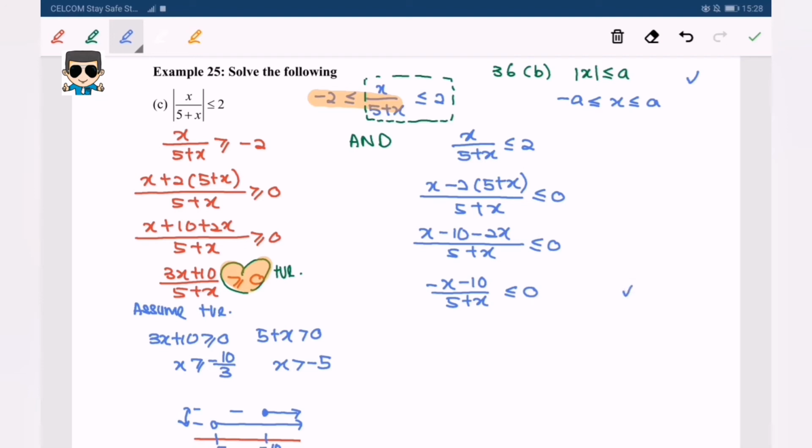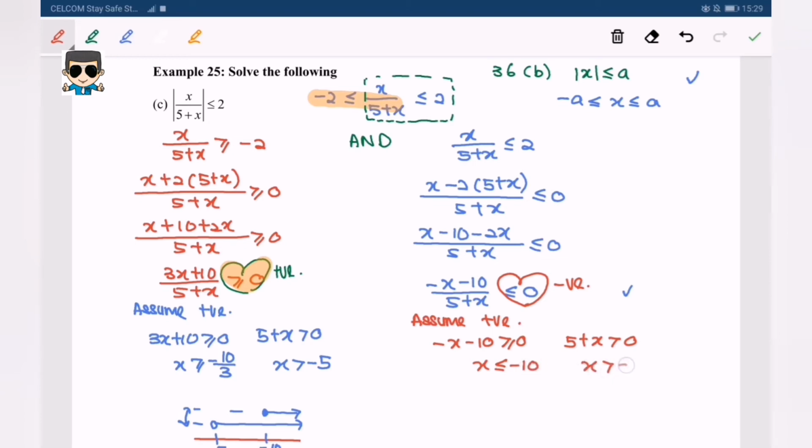Since this is the simplest form, now is the moment to identify the sign. In this case, we are having negative. Next, I'm going to split the situation and assume it is always positive. So negative x minus 10 greater than or equal to 0, but not for 5 plus x because it is a denominator. So finally, x will be less than or equal to negative 10 and x will be greater than negative 5.